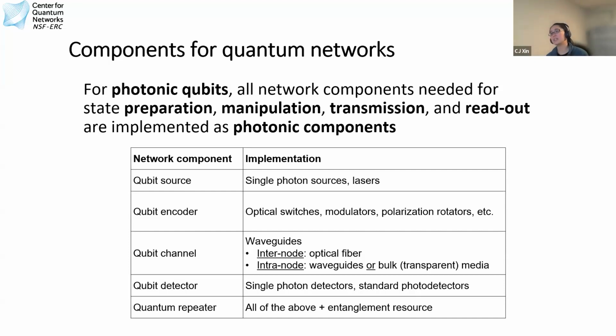In the encoder, you'll be manipulating the single photon a lot, mapping its initial state to a final state. For that, you actually need a bunch of active components like switches, modulators, and polarization rotators. Usually you're trying to do that with an electrical signal, or if you're doing it really, really fast, you're using an RF or microwave signal. And then next, for the qubit channel, it's usually a waveguide.